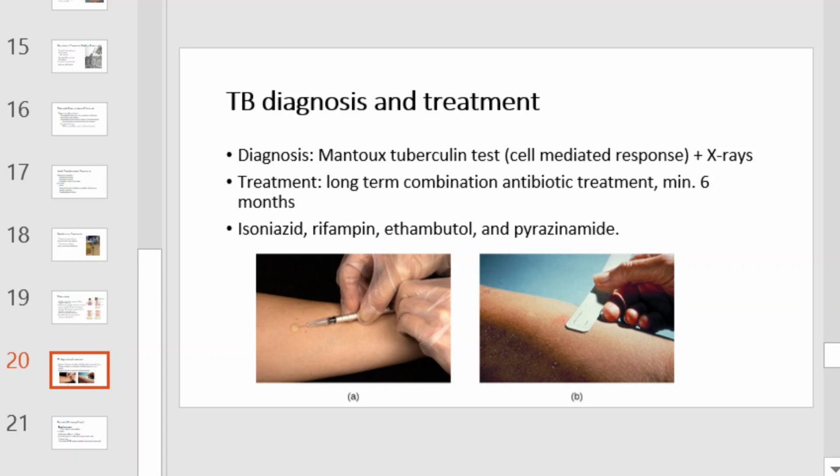TB is diagnosed with a tuberculin test, which is a cell-mediated response to a dilute serum injected under the skin, and x-rays. Treatment can include long-term antibiotic treatment for a minimum of 6 months.